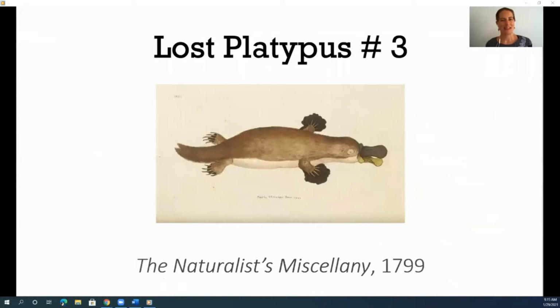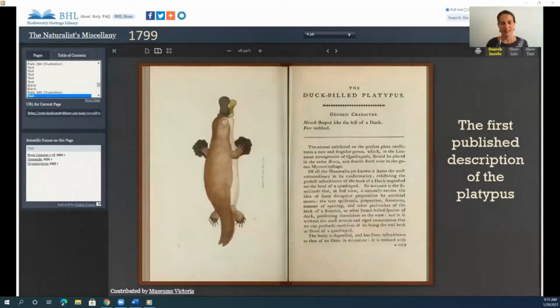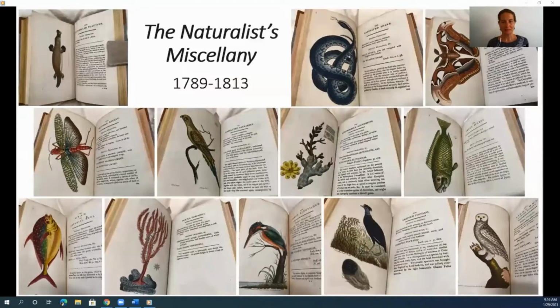Finally, I'm going to take you back in time to the very beginning. So this article, published in 1799 in the Naturalist Miscellany, is arguably the most important platypus article of all. This is the article that introduced the platypus to the world, its international debut, the first published description and illustration. The Naturalist Miscellany contains scientific descriptions and illustrations of over 1,000 species that were sent to London from around the world in the late 1700s and early 1800s.